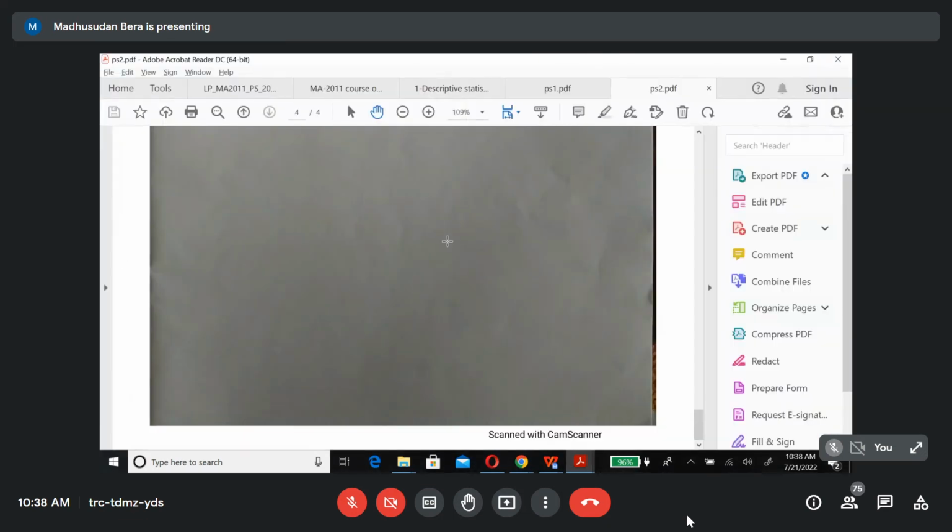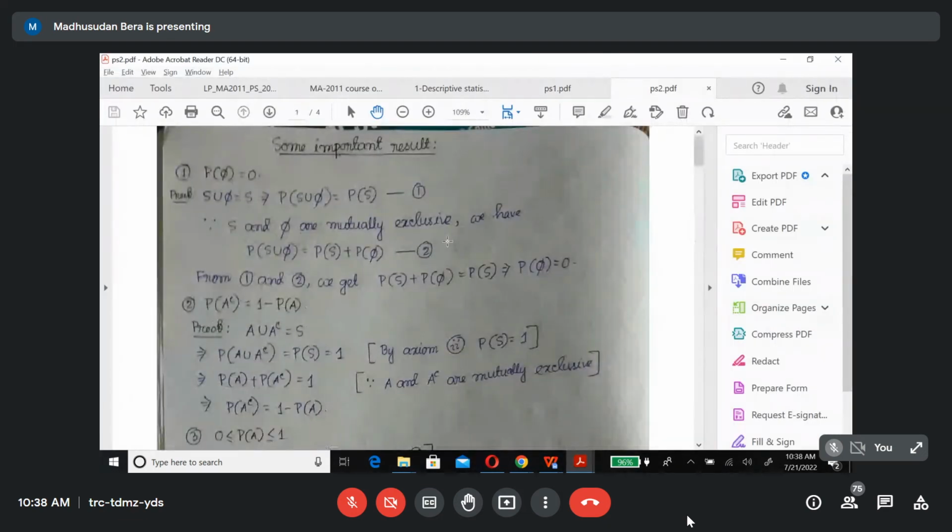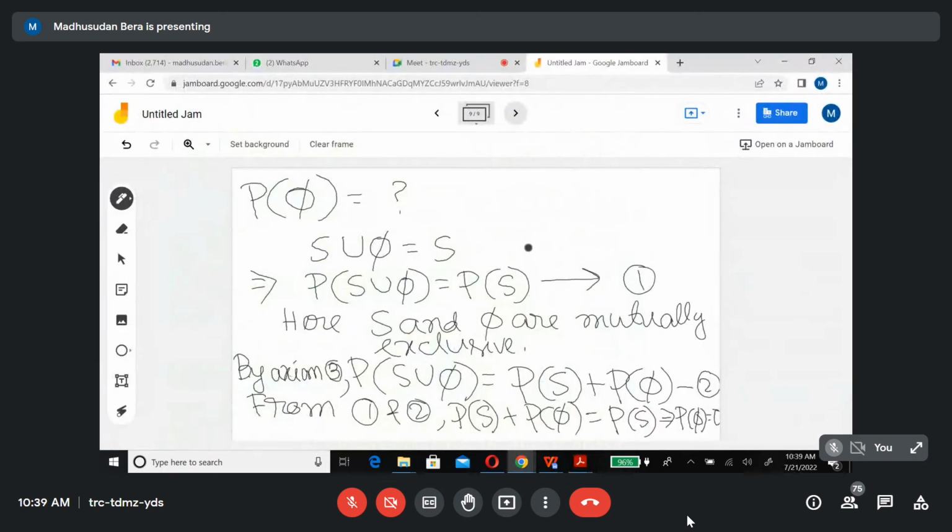It is here in these notes. See the proof. S union phi is S from set theory. So P of S union phi is P(S). S and phi are mutually exclusive, so by axiom 3, P of S union phi is P(S) plus P(phi). That way we are getting P of phi equal to 0. Is that okay? P of phi is 0?